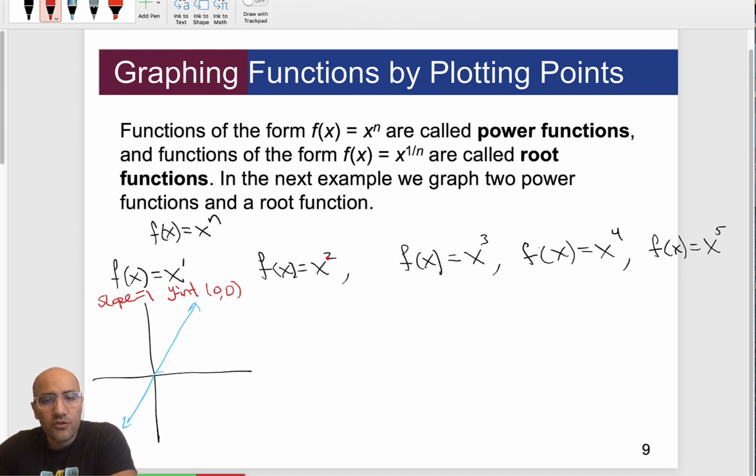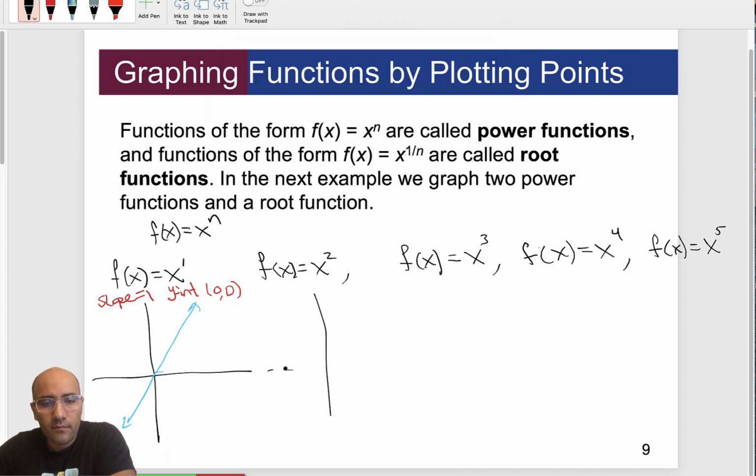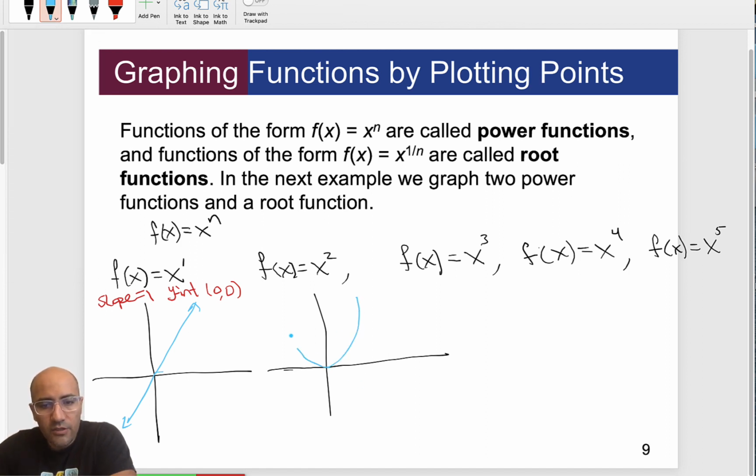Okay, this one is just a quadratic. Hopefully we're familiar with it, with the vertex at 0. It's just a nice common standard function, and its graph is going to look like this. We'll use technology in a little bit and get even better pictures. But this is just the standard graph of a parabola centered at the origin.